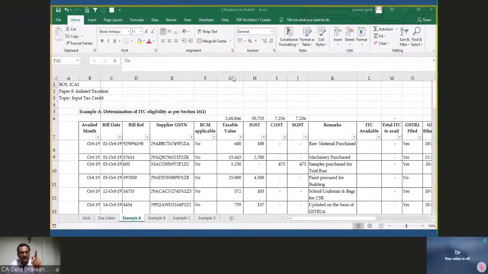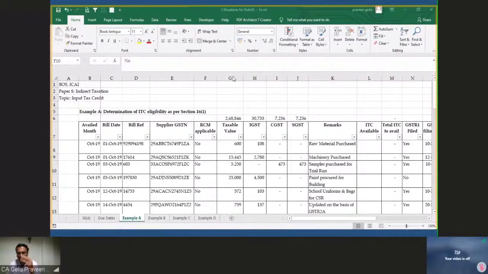I have mentioned taxable value. This is the column taxable value, IGST, CGST, SGST. Now here I have given something called remarks. Line by line, I have given my remarks. What I would request you is, in column L, if you click on column L, there is a drop down, yes, no. I want you to read column K and fill the answer here: ITC available, yes or no.